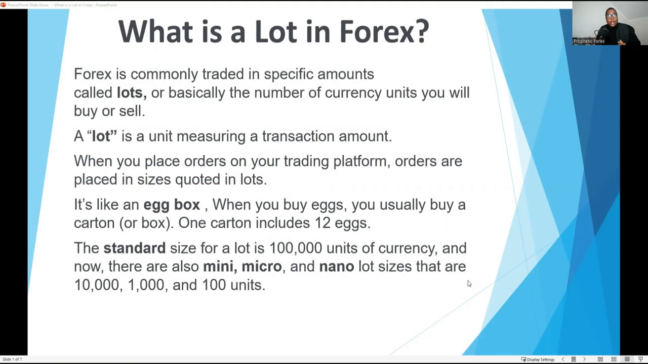What is a lot in Forex? When we're talking about lots, I'm going to be explaining it right now. A lot is simply the unit of measure of a transaction amount. They're called lots because they're basically the number of currency units traded, or rather bought and sold.